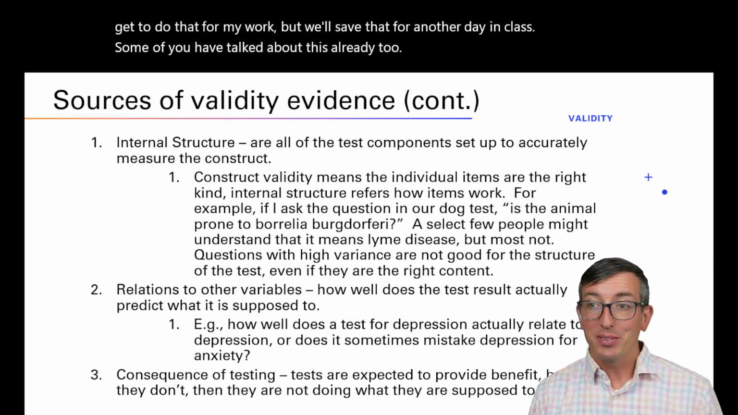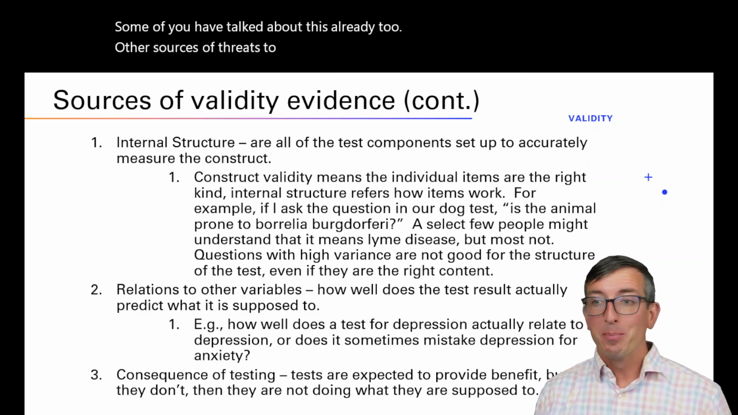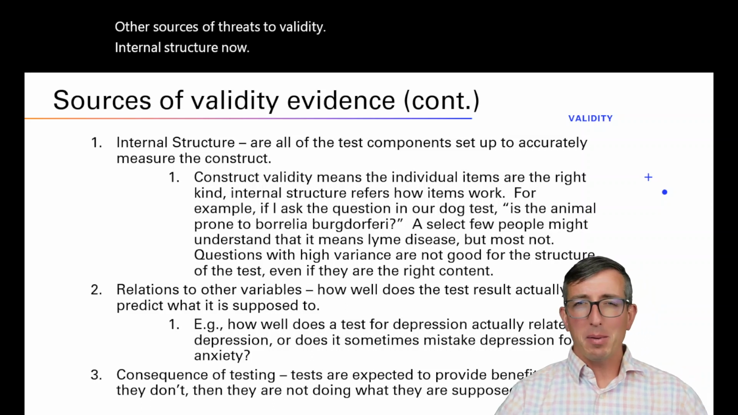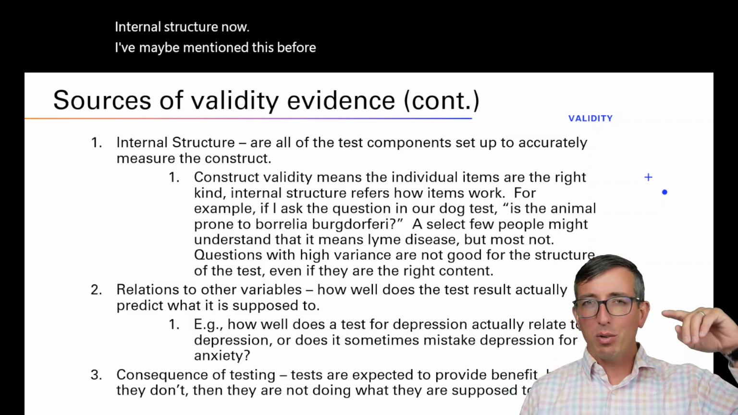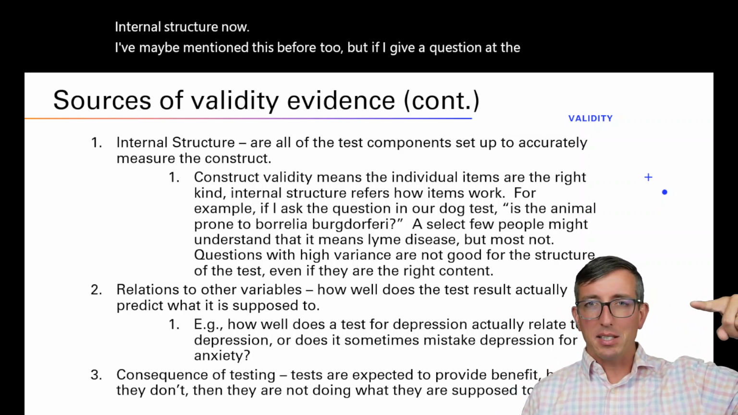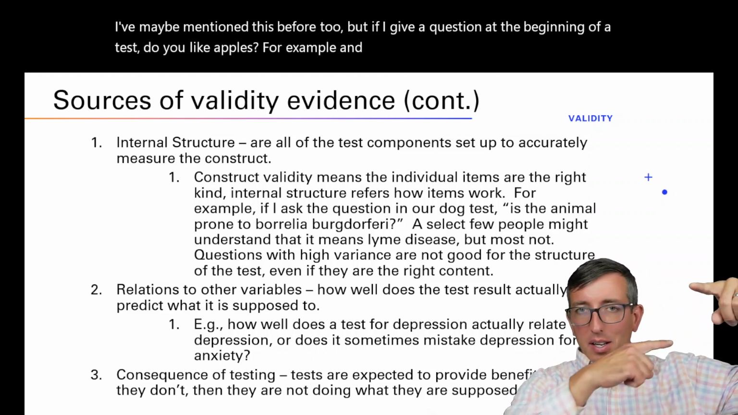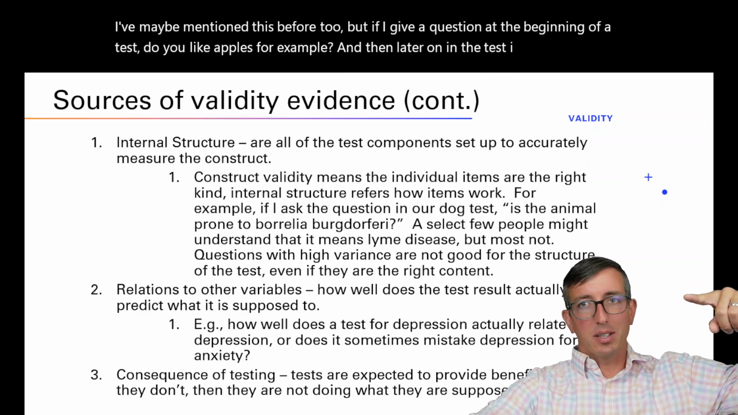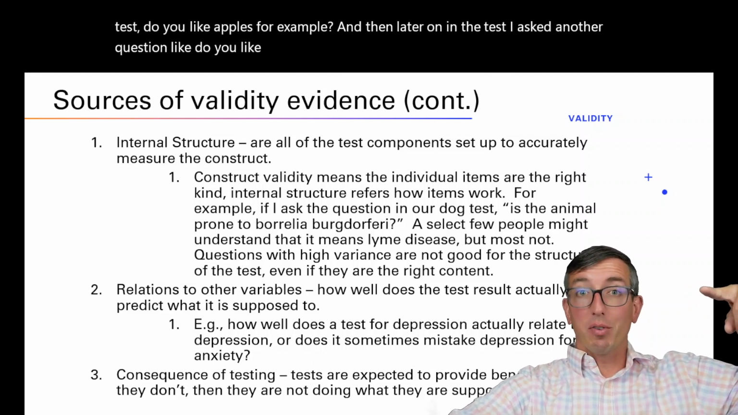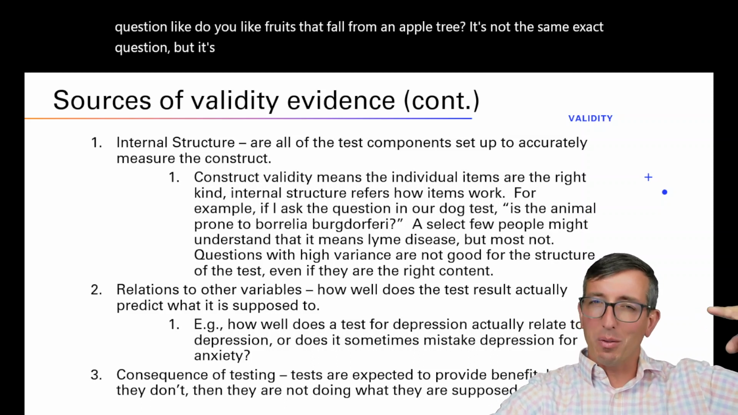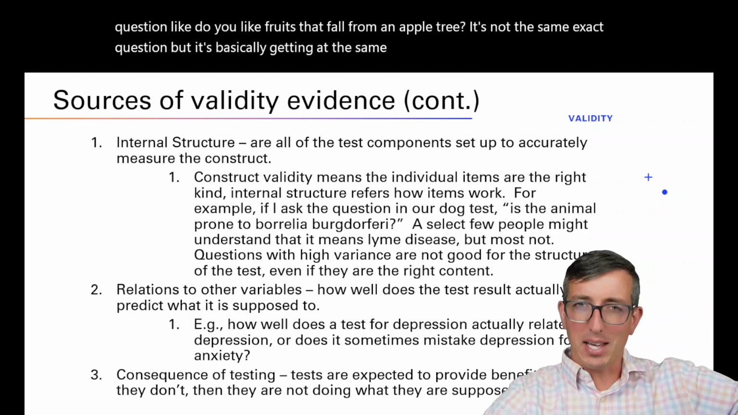Other sources of threats to validity: internal structure. I've maybe mentioned this before, but if I give a question at the beginning of a test, like, do you like apples, for example, and then later on in the test, I ask another question like, do you like fruits that fall from an apple tree? Not the same exact question, but it's basically getting at the same thing.